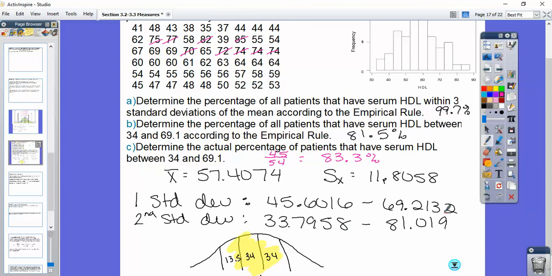How come it's not exactly 81.5 like we said it should be? Was my original graph perfectly bell-shaped? No. And real life data is rarely going to be perfect, but it was pretty close. We estimated at 81.5 and it was 83.3, so not bad. Questions there? Okay.